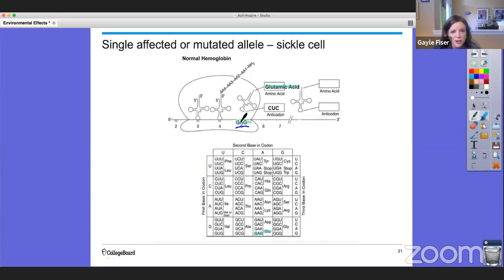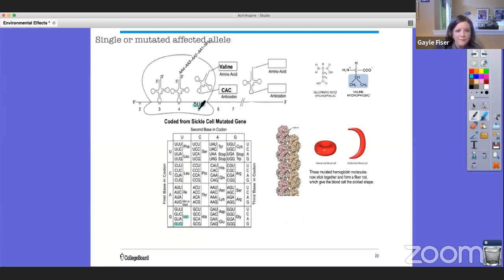All right, so we have GAG, so we're working with normal, and our GAG is right here. There's glutamic acid. So what's going to happen is this GAG will have an anticodon of CUC and bring in glutamic acid. Glutamic acid will then be added to this polypeptide chain, and that's what's supposed to happen. It's the normal hemoglobin. On the other hand, if we have a GUG, then it's going to code for CAC. Here's GUG, and there's valine, and valine is going to be added to that polypeptide chain, and that is the problem, okay? It's not supposed to be valine, it's supposed to be glutamic acid.